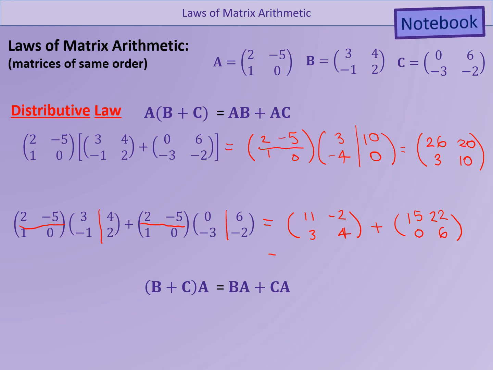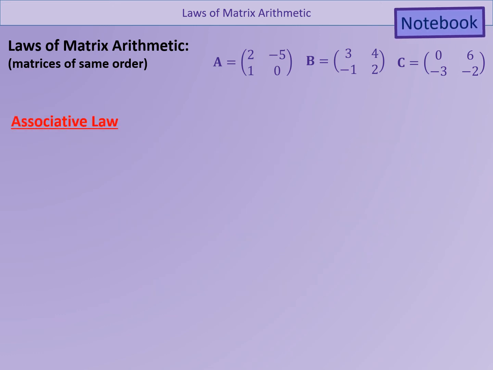And if we add these two together, 11 plus 15 is 26. Minus 2 plus 22 is 20. 3 plus 0 is 3. And 4 plus 6 is 10. So we can see that the left-hand side is equal to the right-hand side, and this would always be the case.